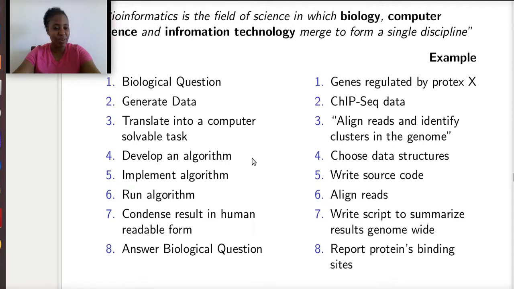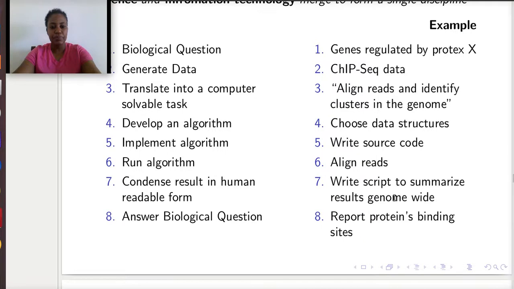To do the alignment, you have to develop an algorithm. That's all in a computer. Choose the data structures to use. You implement the algorithm, which means writing the source code, and then you run the algorithm. That means you align those sequences. Then you condense the result into human readable form, so you write a script to summarize the results. And at the end, you answer the biological question: report the protein binding sites. Therefore, you start with the biological question and you end up answering the biological question.